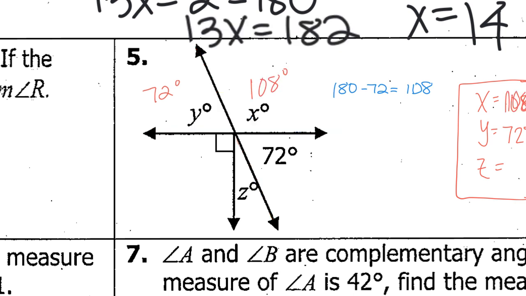Now to find my z, if you look, I have this 90-degree here. That means that on the other side, that whole angle is also 90 degrees. Therefore, 72 plus z has to give me 90 degrees. So I can do 90, take away 72, and I find z. So I get z is 18 degrees.